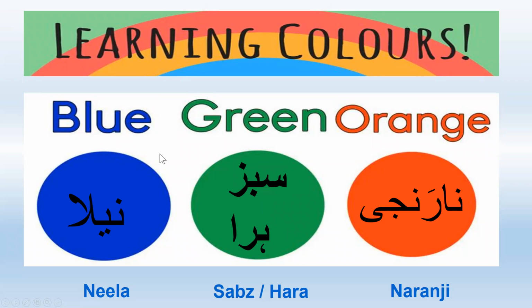Next one is blue. Noon and ye, ni. Lam, alif, la, ni, la, nila. And nila means blue. So subhanallah, we've learned 3 colors as well. So please revise them and try to learn them by heart.